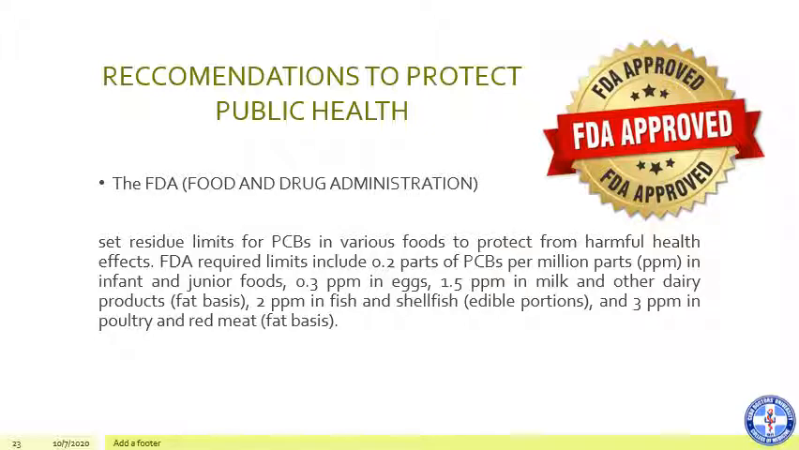After knowing the properties, sources, and health effects of PCBs, let us now proceed to the recommendations of the different agencies on how to protect public health. First, the Food and Drug Administration set residue limits of PCBs in various foods to protect from harmful health effects. FDA required limits include 0.2 part of PCBs per million parts in infant and junior foods, 0.3 ppm in eggs, 1.5 ppm in milk and other dairy products, 2 ppm in fish and shellfish, and 3 ppm in poultry and red meat.